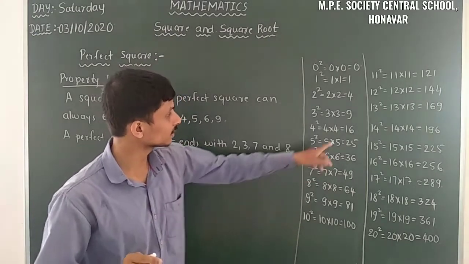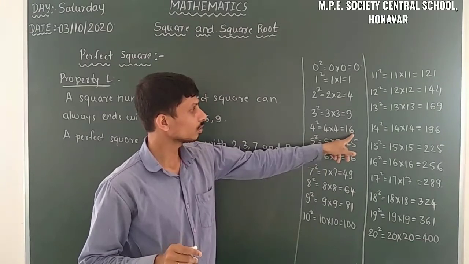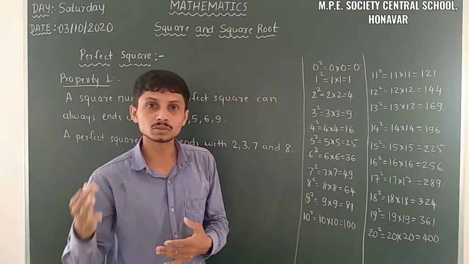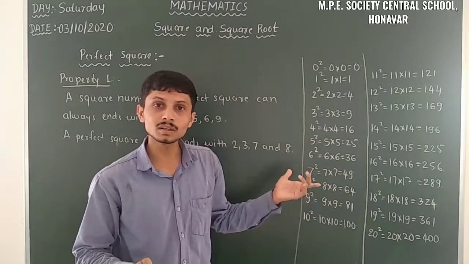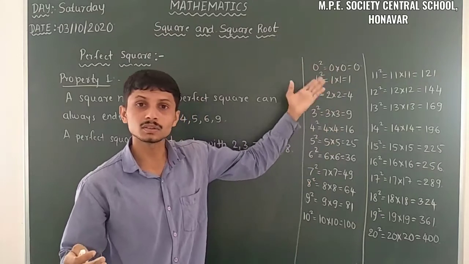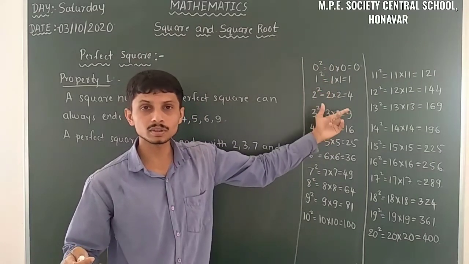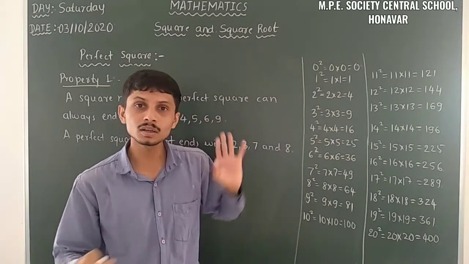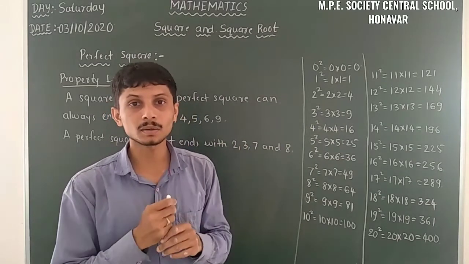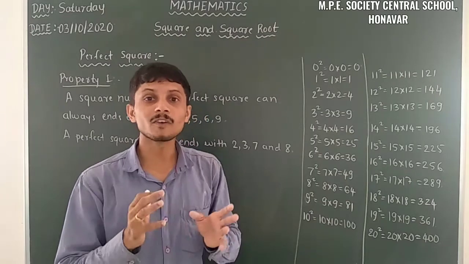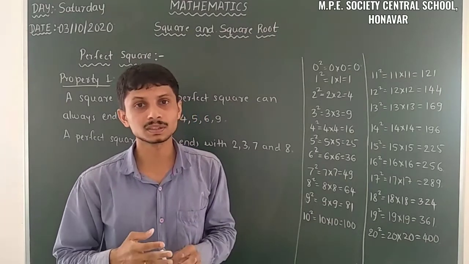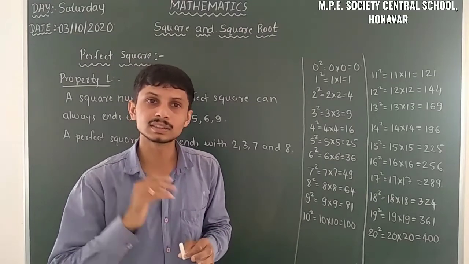For example, 16 is a square number. So a perfect square can end with 6. So that means 26 is a square number? No. Then for example, a square number can end with 0. So that means 20 is a square number? No. So it may be considered as a square number, but it needs a verification. That verification method we have to learn in this chapter.